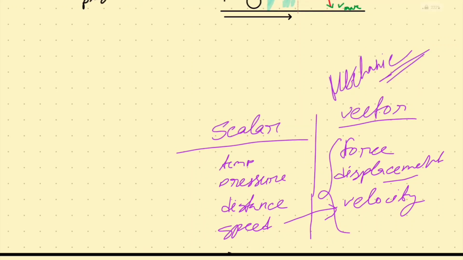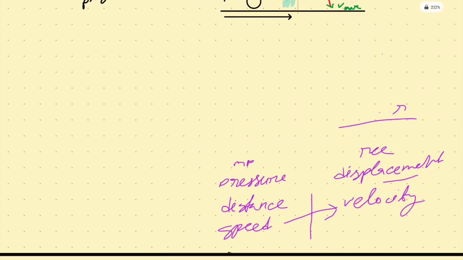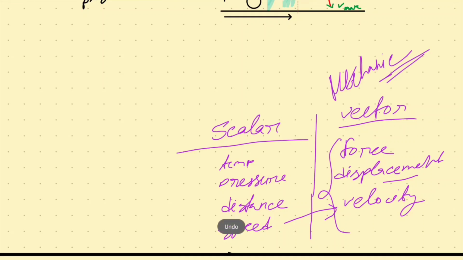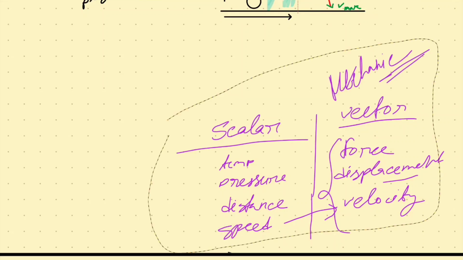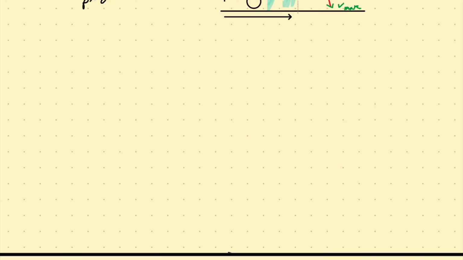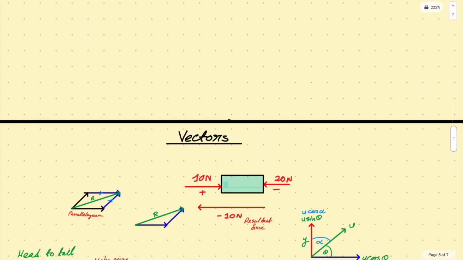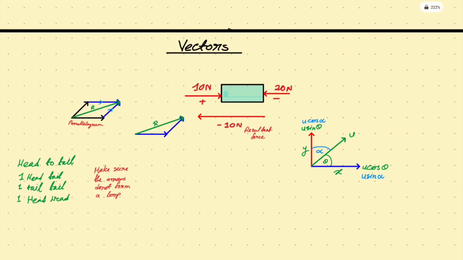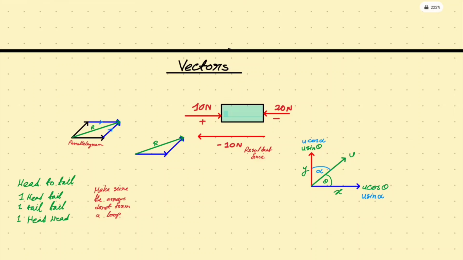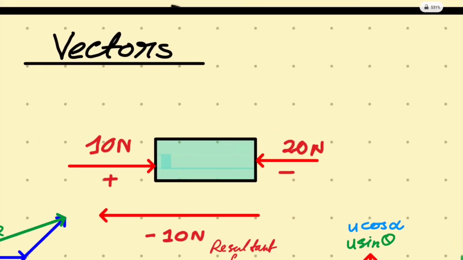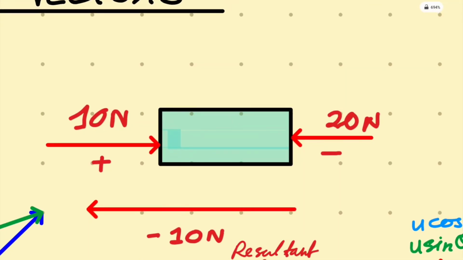Now, to work with these quantities, we need to know how vectors work. Otherwise, we won't be able to work with mechanics. One of the basic examples of how vectors actually work is how we calculate the resultant force. So here is an example.